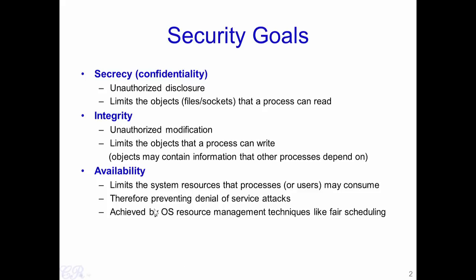Availability in a system largely depends on how the operating system gets designed. For instance, we had seen how CPU schedulers can be designed in order to ensure fair scheduling. That is, every process in the system gets a fair share of the CPU depending on its priority.